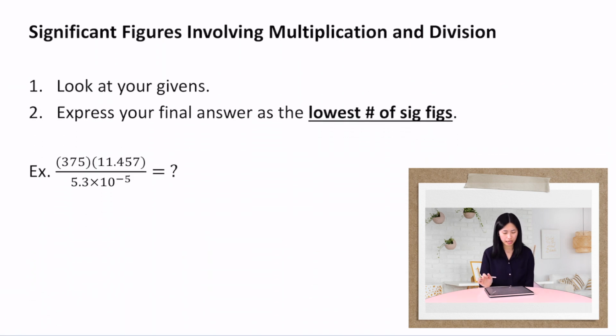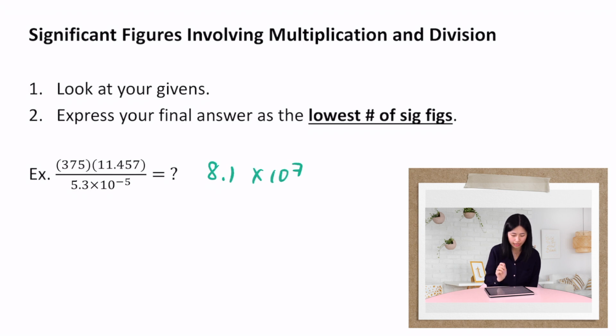Moving on to multiplication and division. This is going to be a different rule because you actually look at the lowest number of sig figs. So if you multiply 375 times 11.457 divided by 5.3 times 10 to the negative 5, you should end up with an answer of 8.1 times 10 to the power of 7.